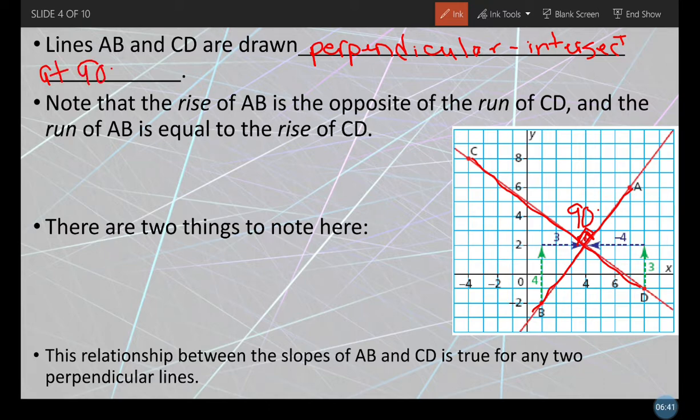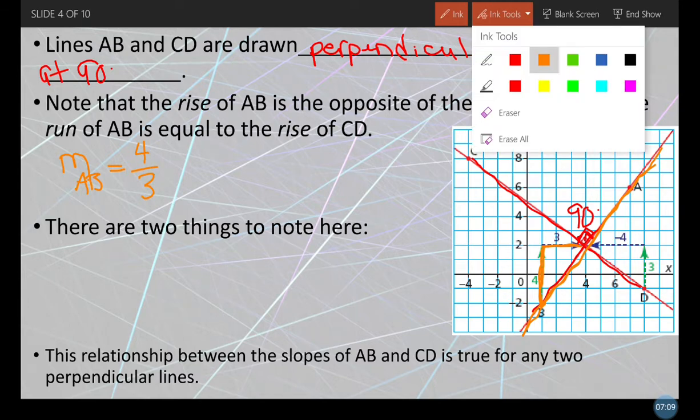They intersect at 90 degrees, okay? So let's just go take a look. Let's go note what both of these slopes are. So here's line AB. It has a rise of 4 over a run of 3. That's this line right here. So M for AB is equal to 4 over 3.